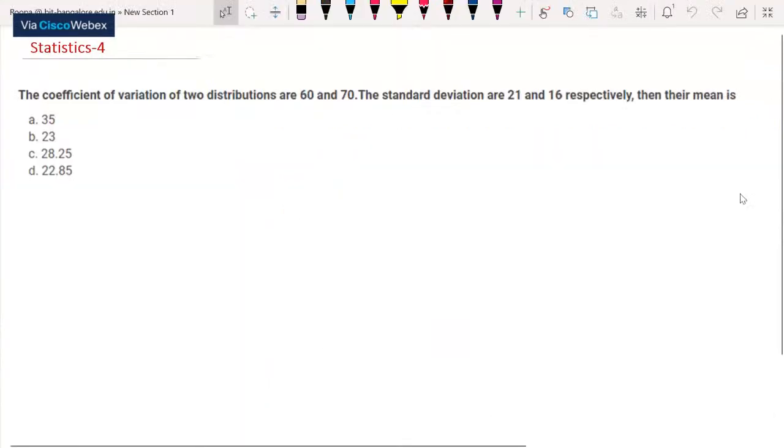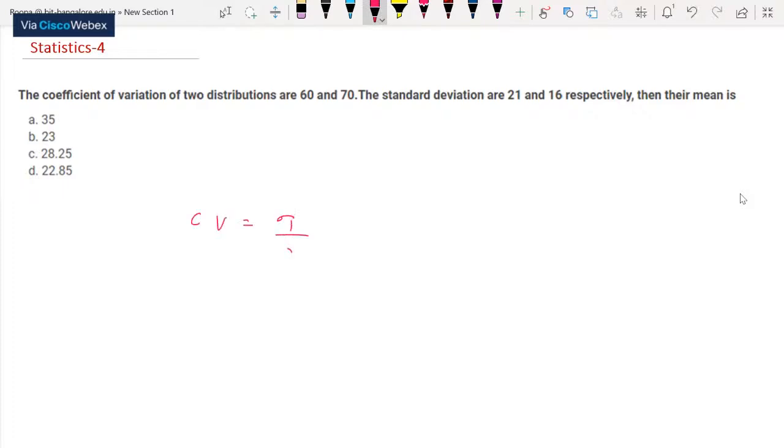The coefficients of variation of two distributions are 60 and 70, and standard deviations are 21 and 16 respectively. Then their means? I just explained for one, but here they've given two. I have to write the coefficient of variation as sigma 1 by x1 bar into 100 for the first, and sigma 2 divided by x2 bar into 100 for the second. Using this, we find x1 bar and x2 bar. I'm not going to do it on the board because you know how to do it.